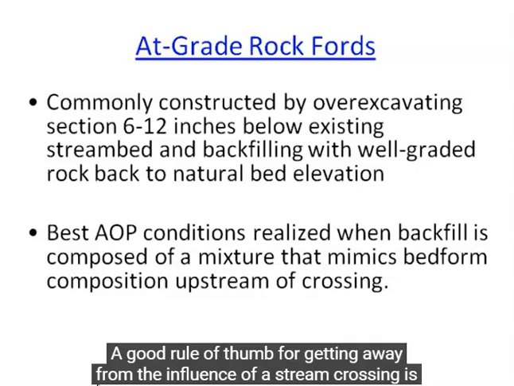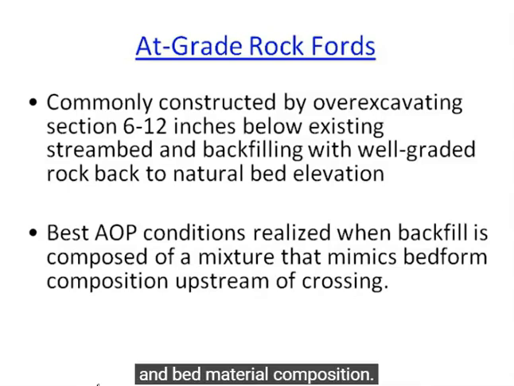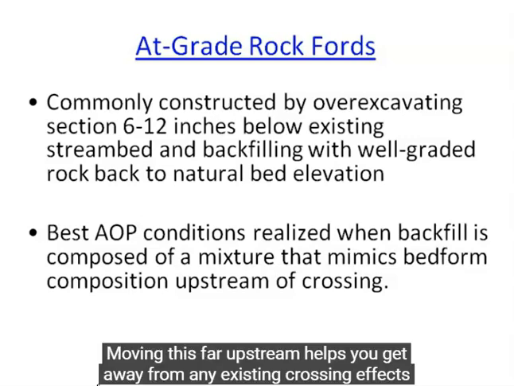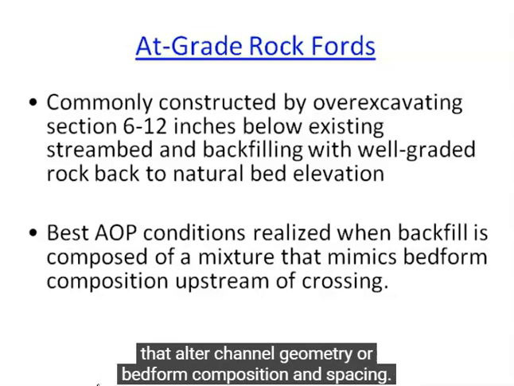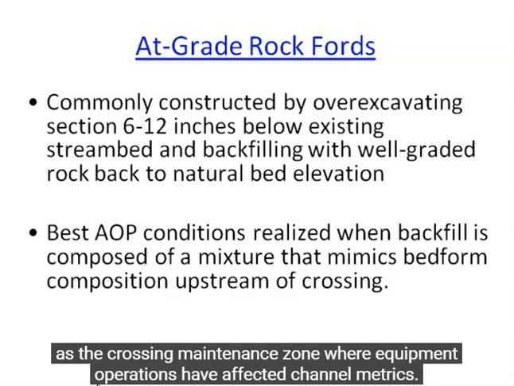A good rule of thumb for getting away from the influence of a stream crossing is to move upstream at least 20 bankfull channel widths before analyzing channel geometry and bed material composition. Moving this far upstream helps you get away from any existing crossing effects that alter channel geometry or bed form composition and spacing. In addition, it helps get you outside of what might be considered as the crossing maintenance zone, where equipment operations have affected channel metrics.